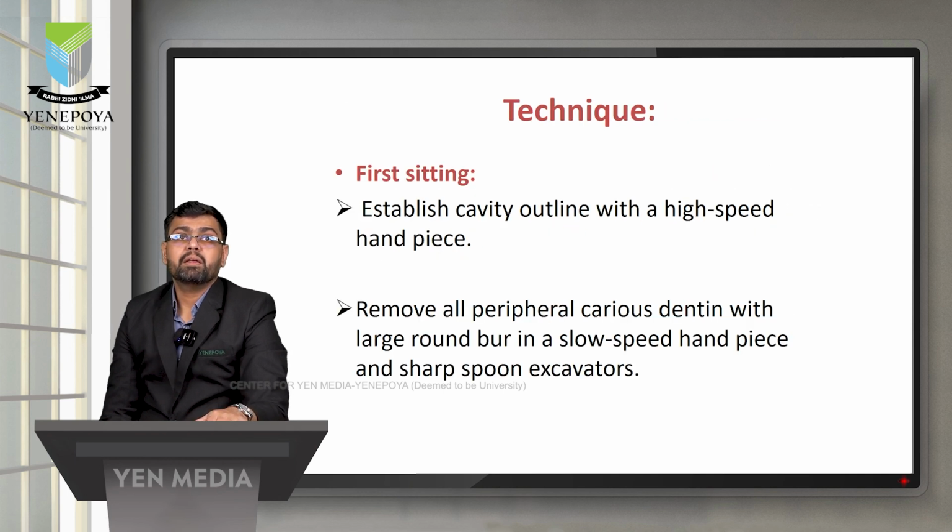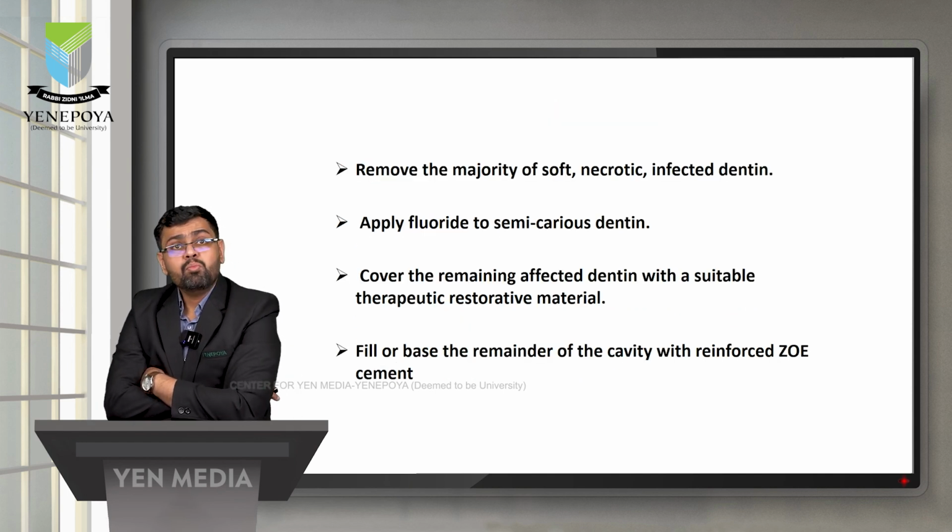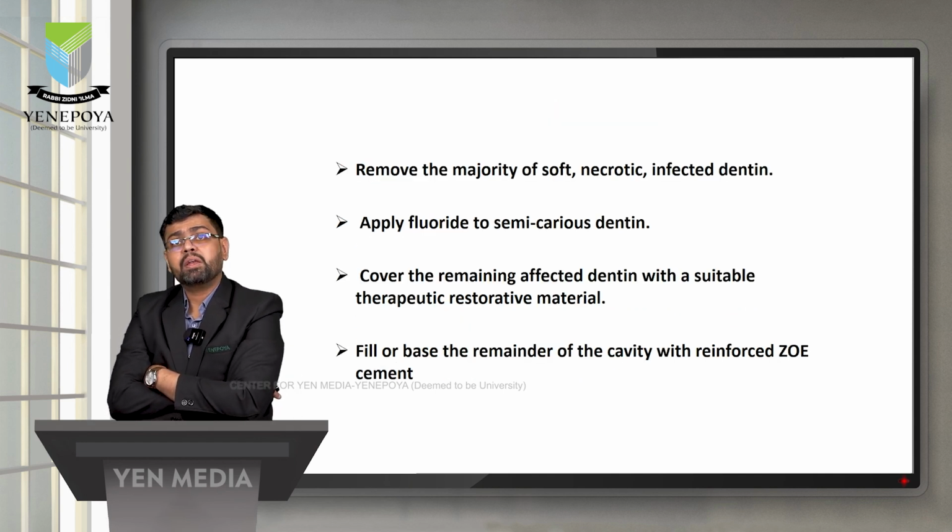Now, coming to the technique. In the first sitting, we establish a proper cavity outline with a high speed handpiece. Remove all the peripheral caries dentine with a large round bur in a slow speed handpiece and a sharp spoon excavator. Now, remove the majority of the soft and necrotic infected dentine. Fluoride application is very useful here, because it helps in remineralizing the affected dentine which we are leaving behind. Now, cover the remaining affected dentine with a suitable therapeutic restorative material.